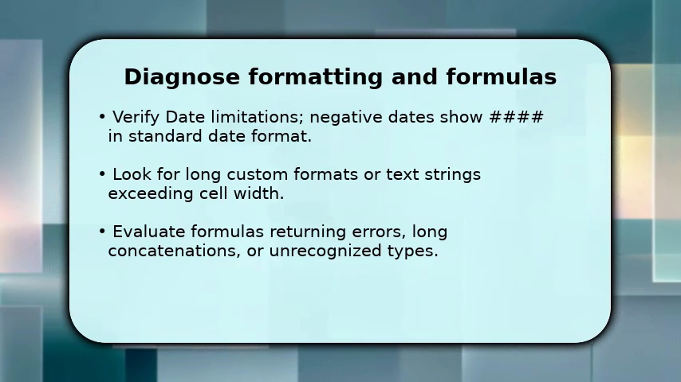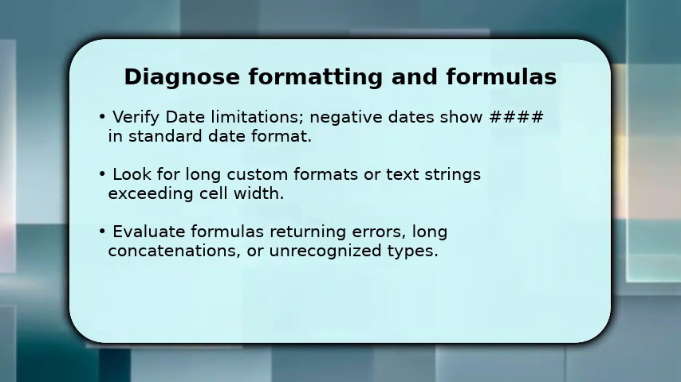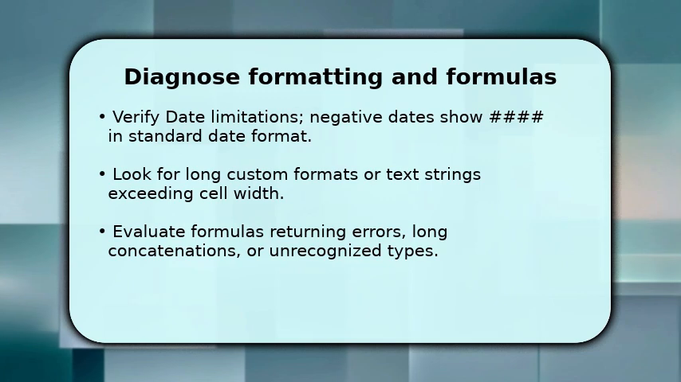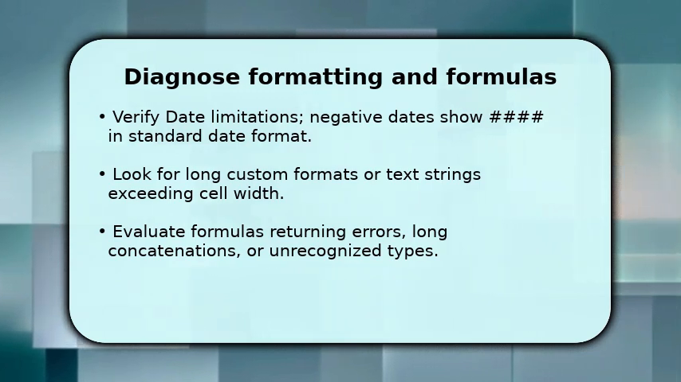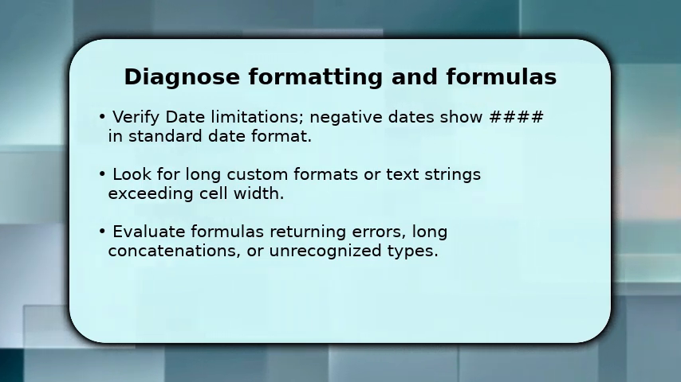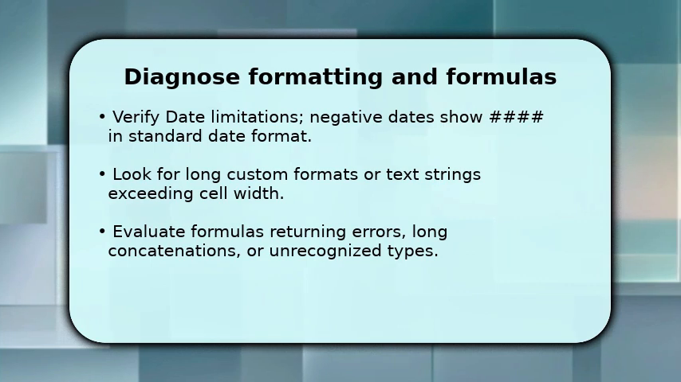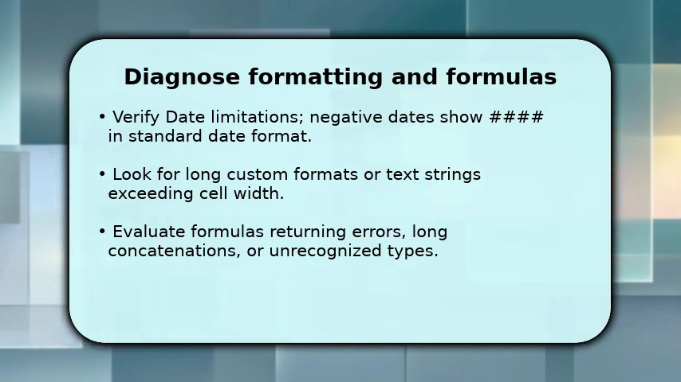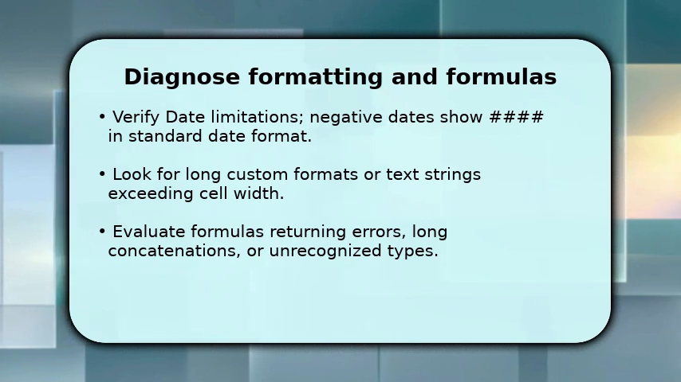Next, dig into why the value cannot render. You should check for negative dates or values too large for the current number format. Excel shows ## for invalid date serials. Also inspect custom formats and long text strings that exceed cell width. Consider using text or splitting values across cells.